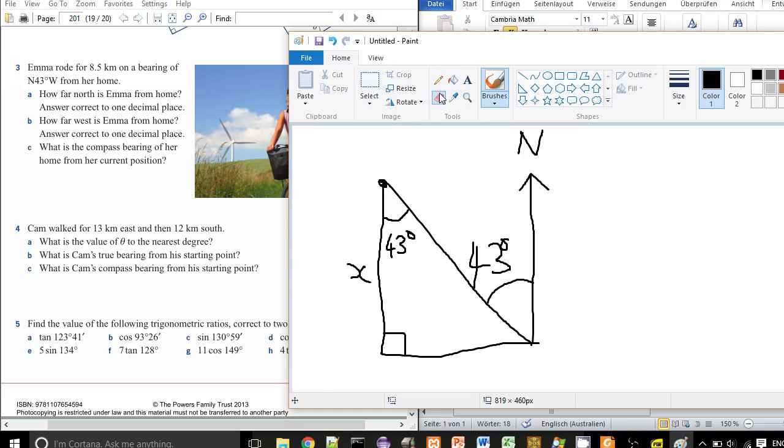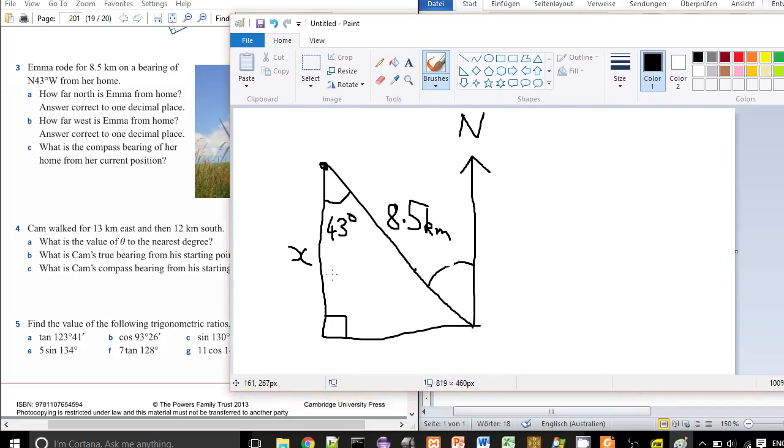I should make the eraser a bit bigger. This will do. It's just nice and quick. Where's my brush? So 8.5 kilometers, alright? I'm sure there's a better program for this, okay?